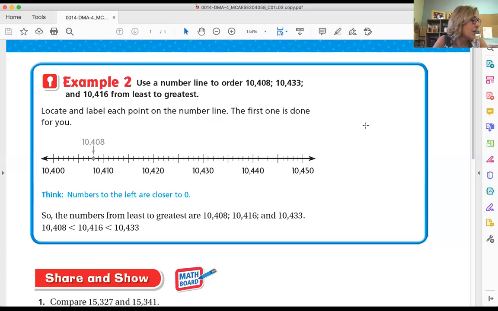All right, so now I'd like you to open your books to page 14, and we're going to do example 2 together.